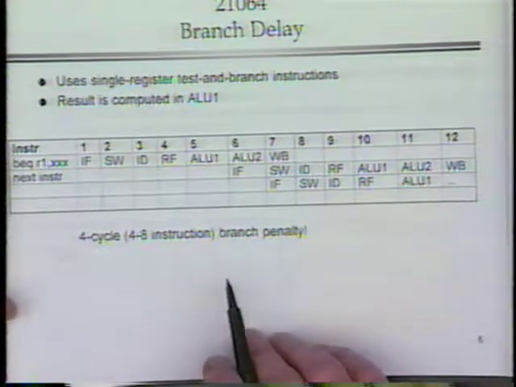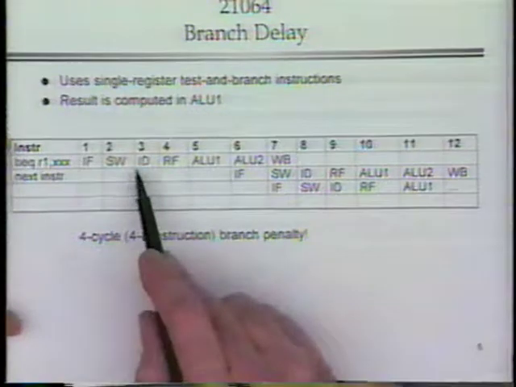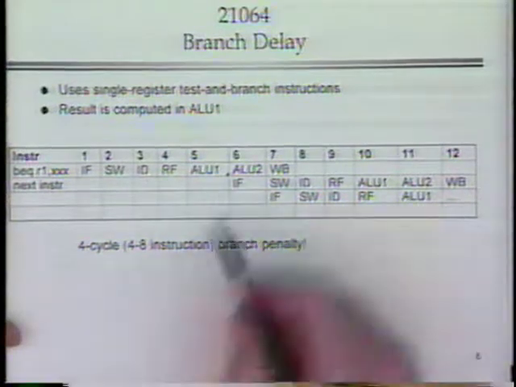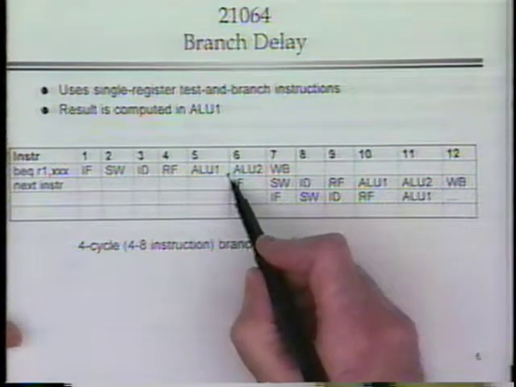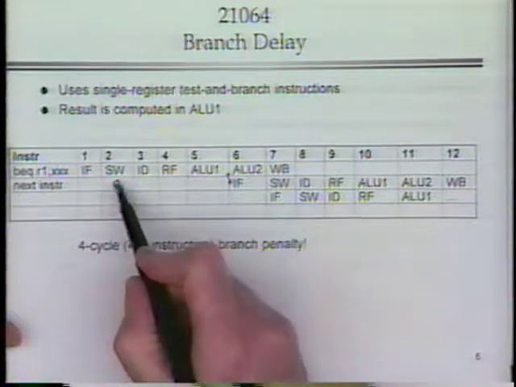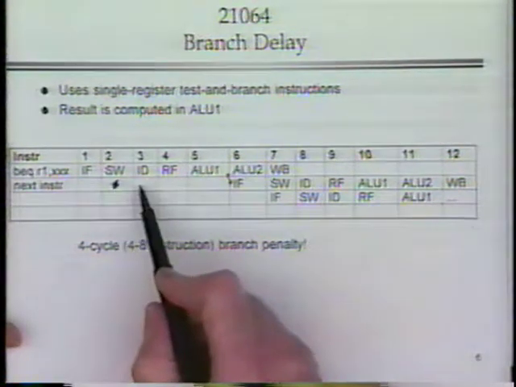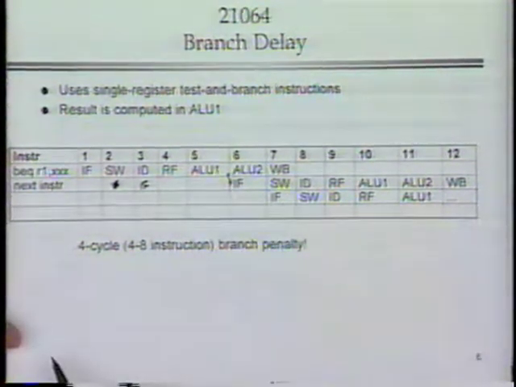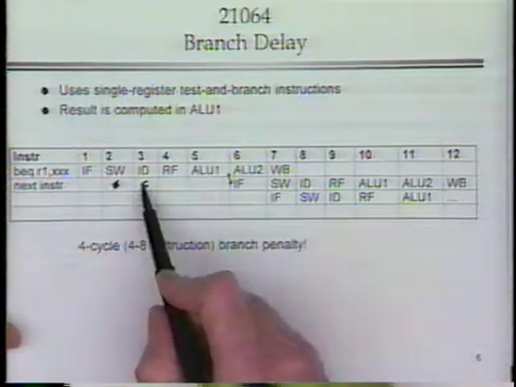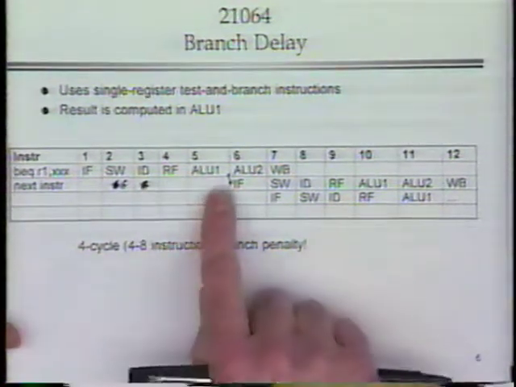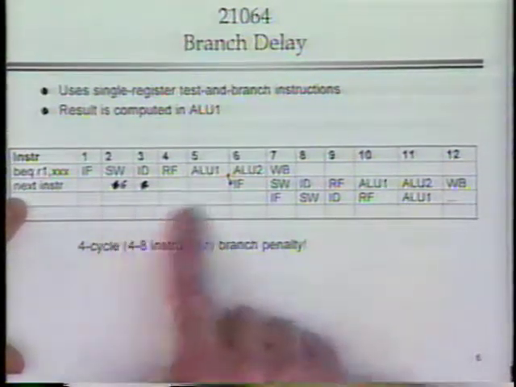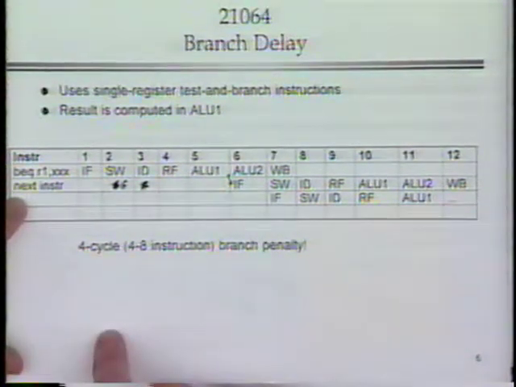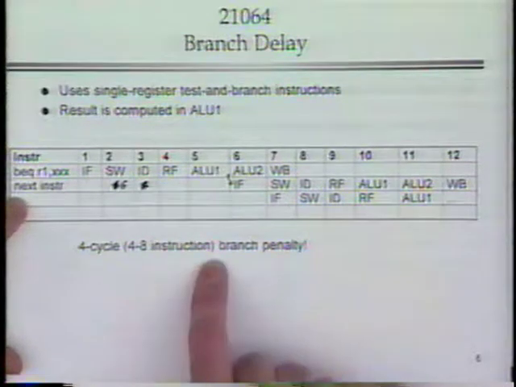Okay, what about branch delay? Well, in the worst case, where you really have to wait for the result, the result is computed in ALU1, and the next instruction can be fetched following ALU1. It normally would have been fetched if you did appropriate prediction in cycle 3. If there were no branch, it would have been fetched in cycle 2. So if you wait until the end of ALU to fetch the next instruction, then there's a 4-cycle penalty, and that's the penalty you would pay if you mispredict the branch. So it's a 4-cycle or 4 to 8 instruction branch penalty.